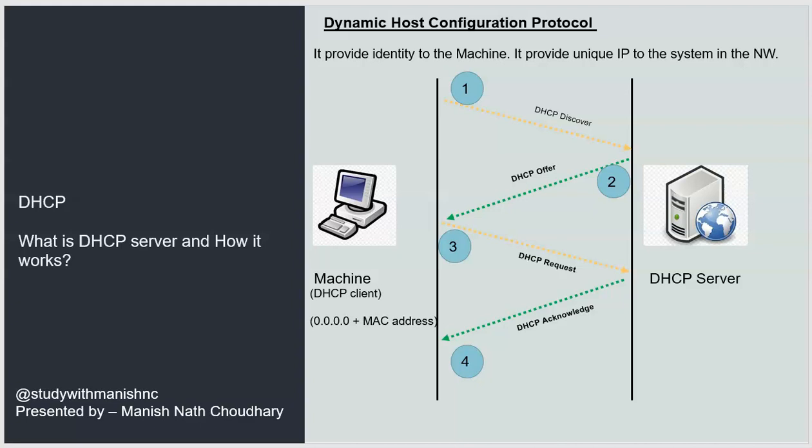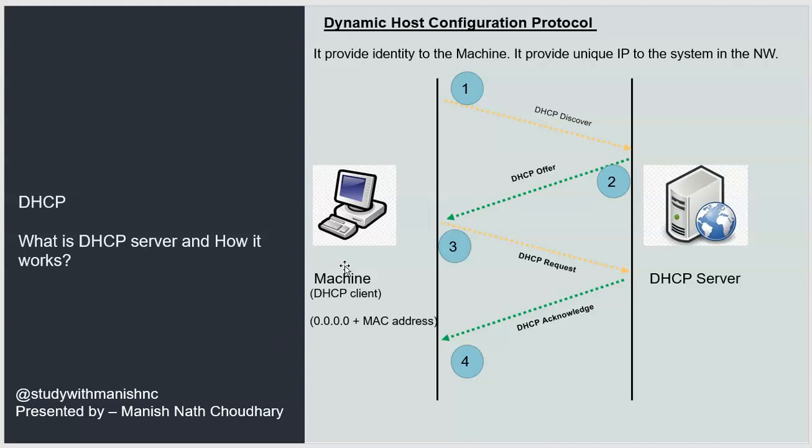DHCP is Dynamic Host Configuration Protocol. It provides identity to the machine and a unique IP address to the system or any client in the network. It means whenever any machine or system, or in a real-time scenario whatever gadgets we are using, connects to the network, suppose you are using a system via your Wi-Fi device or router, what is happening?